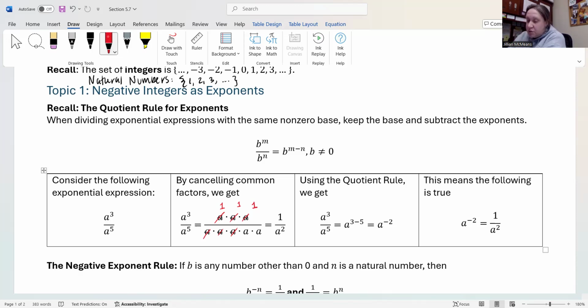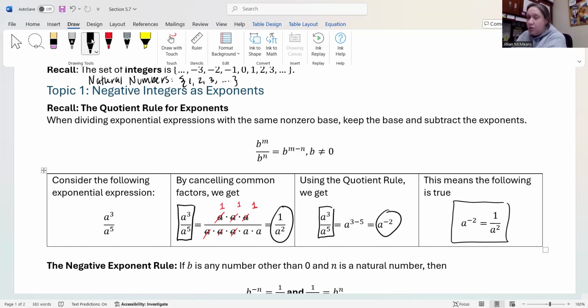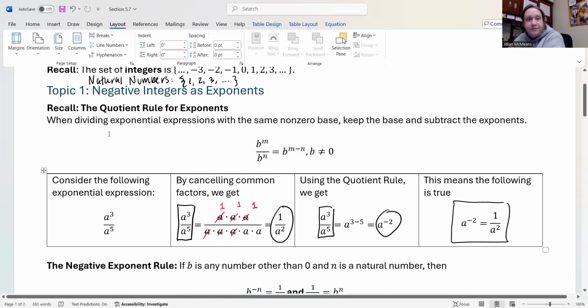So what we've just done is we've taken this expression, a to the third divided by a to the fifth. We've looked at it two different ways and we've gotten two different results. So it kind of goes without saying that those two different results must also equal each other. So we could say that a to the negative 2 power is the exact same thing as 1 over a squared. And that is the rule for negative exponents. So let's look at the negative exponent rule down here.